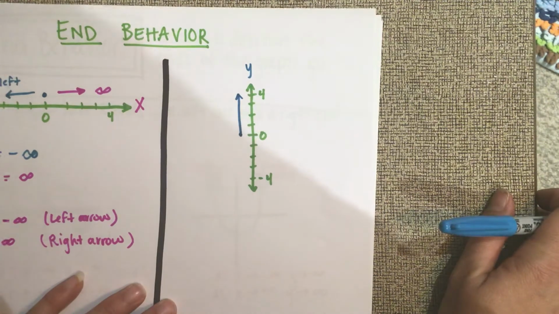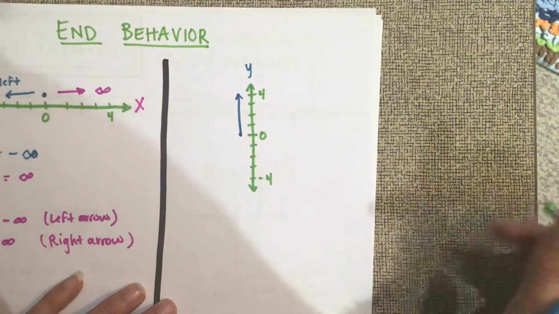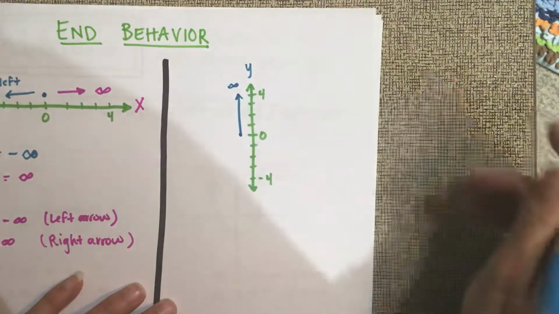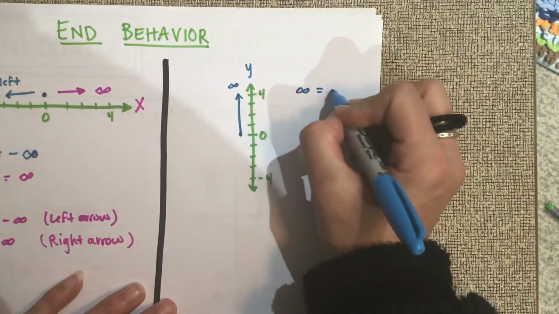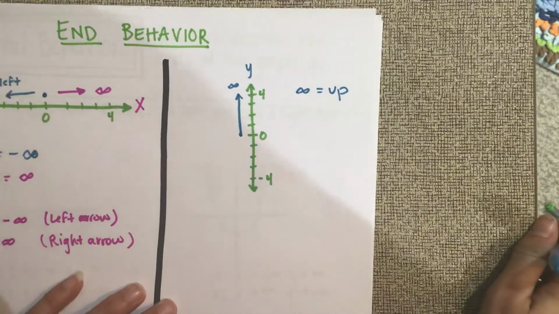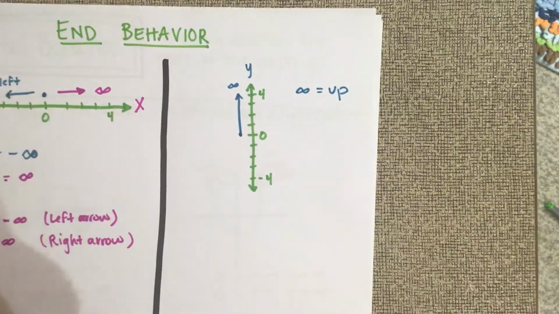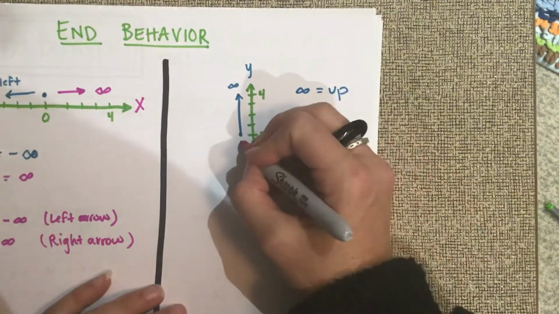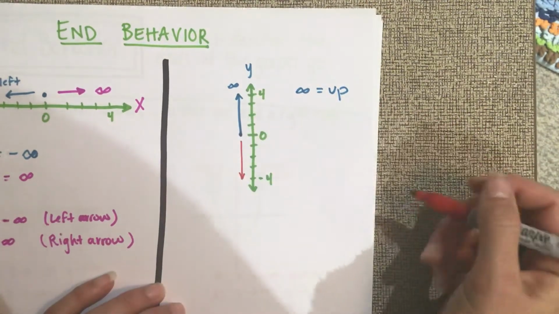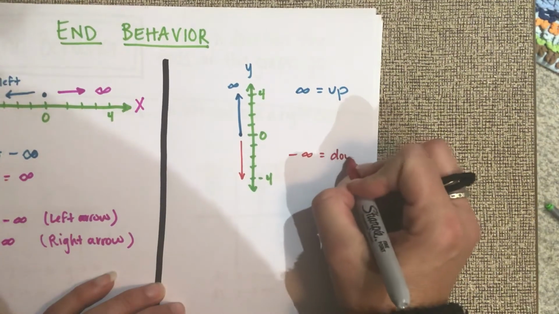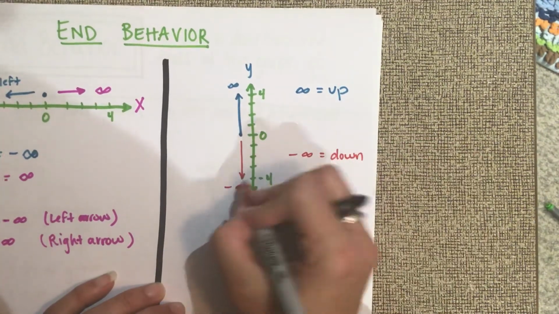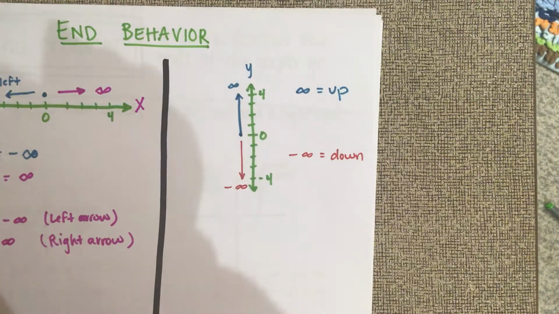Well, obviously, if we're going up, then we're going to positive, right? So positive infinity means up. Then obviously, if we go down, that's going to tell us that we're going to negative infinity. So negative infinity means down. So instead of using the words left and right and up and down, we are using the infinity sign.